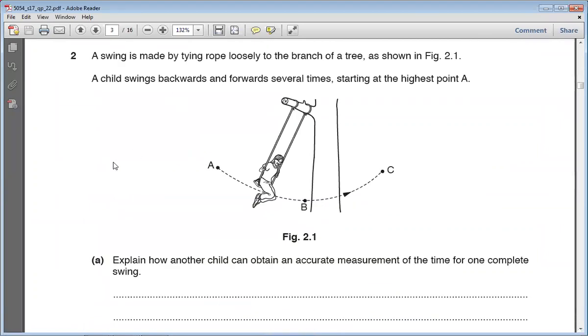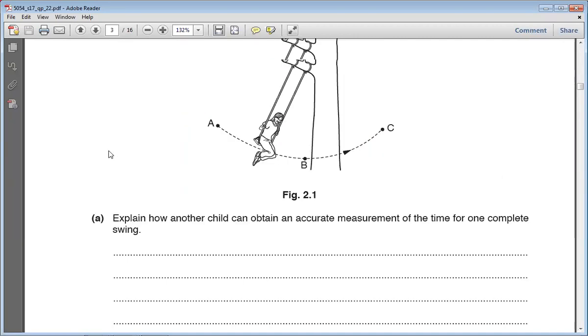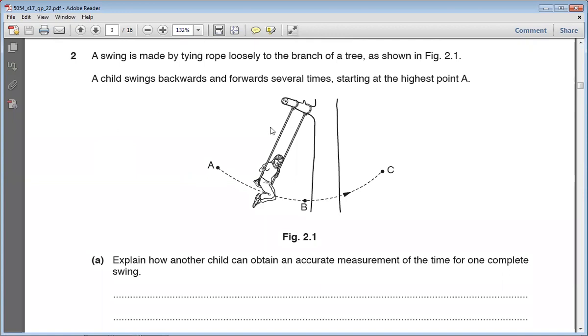A swing is made by tying rope loosely to the branch of a tree, as shown in figure 2.1. A child swings backwards and forwards several times, starting at the highest point A. Explain how another child can obtain an accurate measurement of the time for one complete swing. Okay, so this is the swing, and in the complete swing, you see from A to C and back to A, that will be the complete swing.